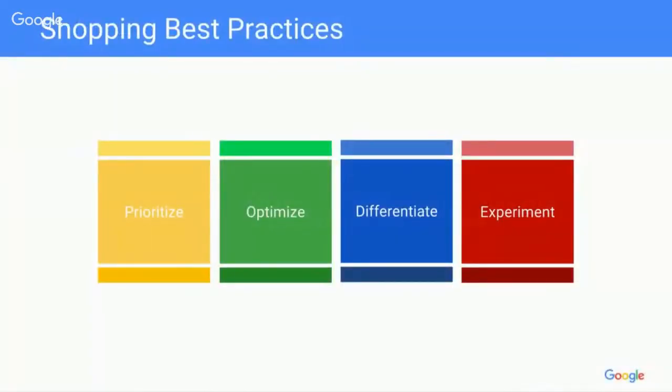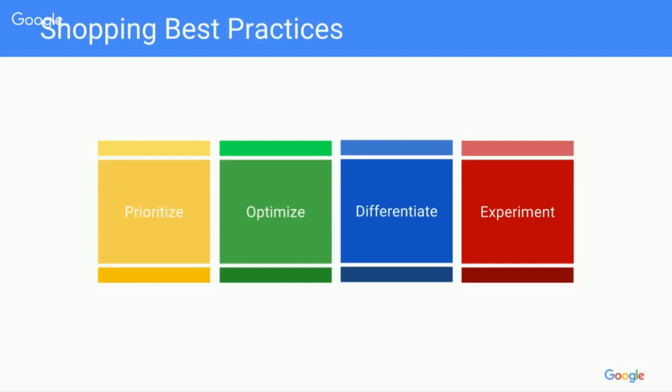Today, we're going to talk about feed optimization in 4 key areas. The first thing is that we'll talk about how to prioritize your efforts. There's a significant amount of work that goes into optimizing feed content. So we'll talk about how do you figure out what to do and what priority to do those things in. The second thing we'll talk about is optimization. So we'll get into the details of how to optimize things like titles and images so that you can get better performance on Google Shopping.